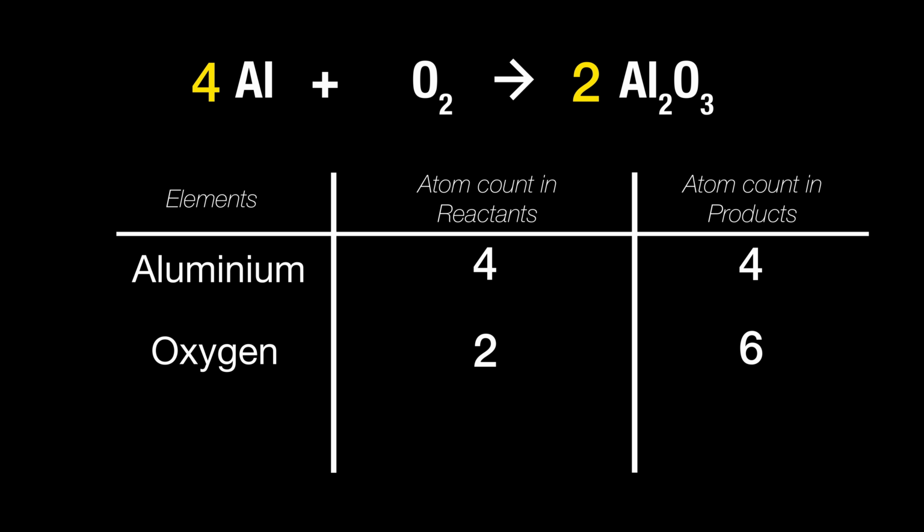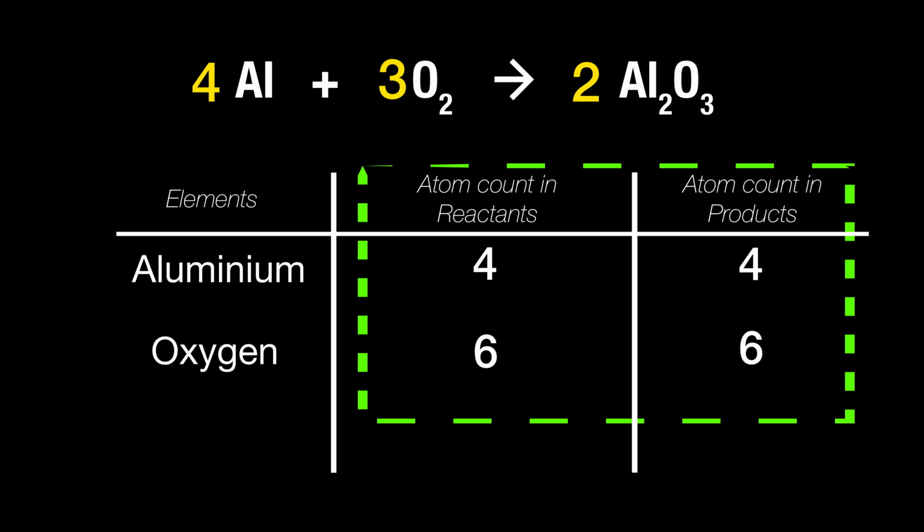That fixes aluminium and it doesn't affect anything else. So let's move on and look at oxygen. 2 times 3 on the right gives us 6 oxygens, and of course that means we'll need 3 molecules of O2 in our reactants to balance it. A quick check, and once again we can see that our aluminium and our oxygen are both in agreement, and so we're done. At this point, you have the basics. What you need now is practice. Balancing equations is a skill, and like any other skill, you get faster and better the more you practice it.